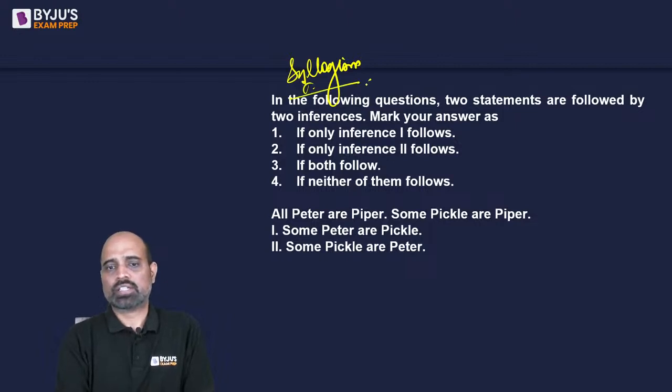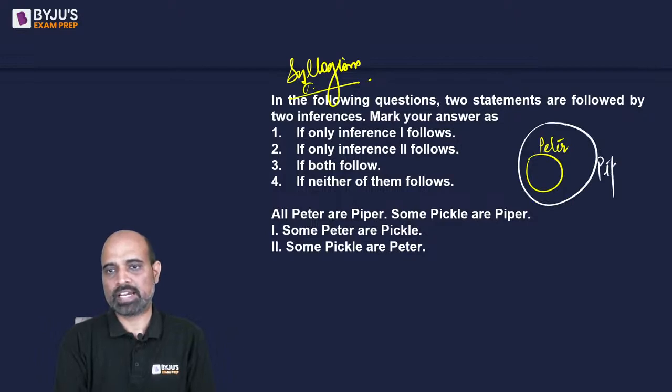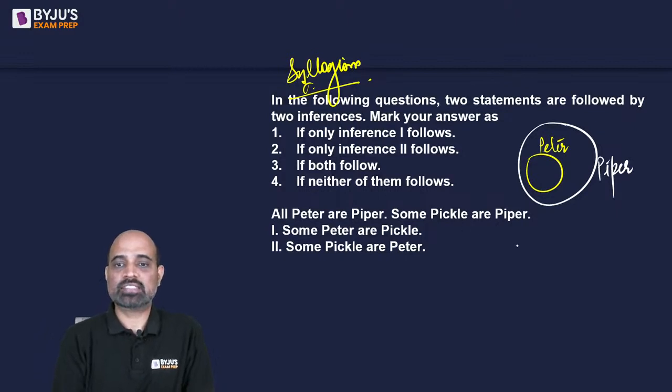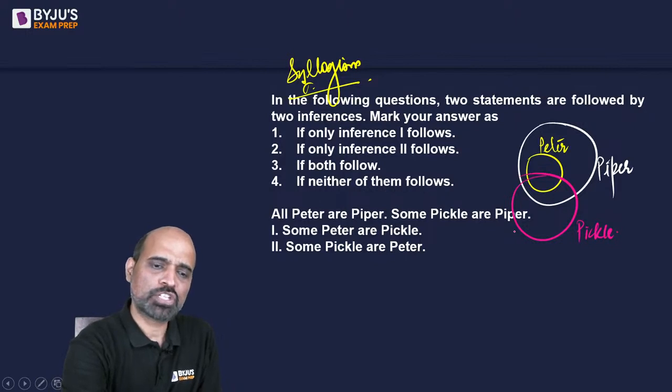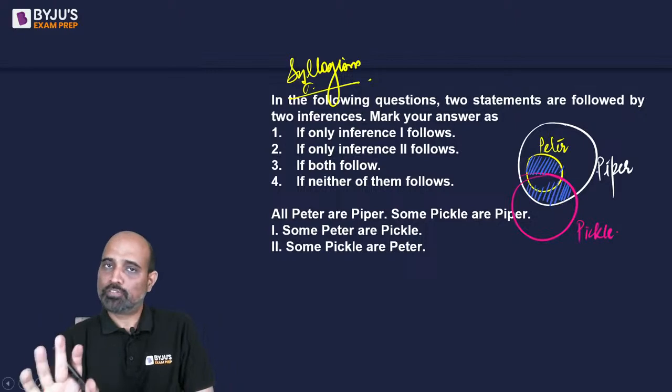Right? Okay. So all Peter are Piper. So I'm going to use yellow for Peter. Since all Peter are Piper, this Piper will be white and it will engulf the Peter one, it will be outside it. And then it says some Pickle are Piper. So I will be taking a pickle. And some Pickle are Piper. Now I'm going to shade the portion which I am pretty sure exists. So the first part that exists is all Peter are Piper, and the second part that exists is some Pickle are Piper. These two parts are there for sure.